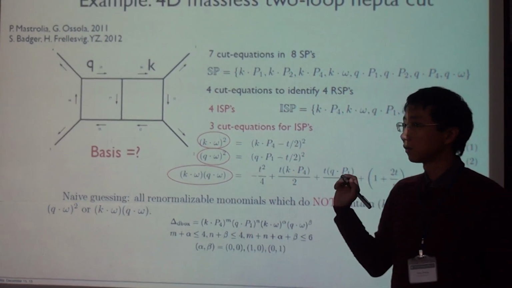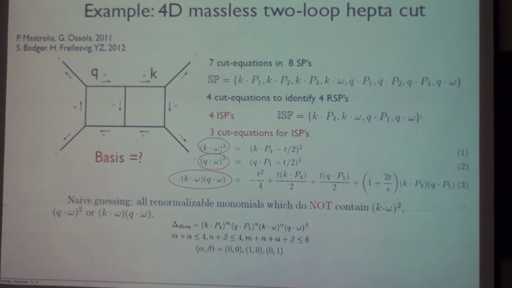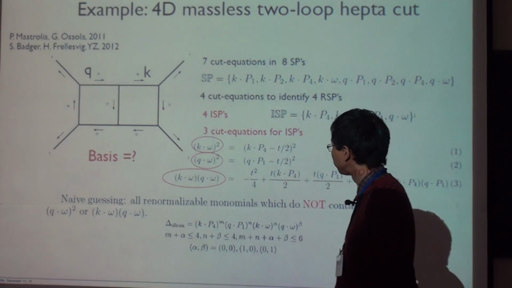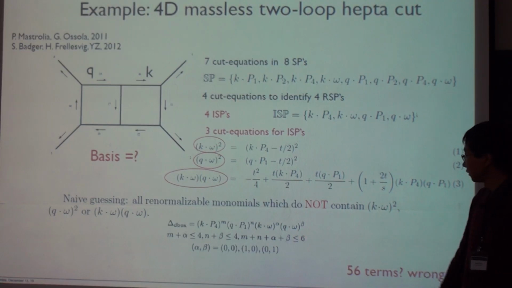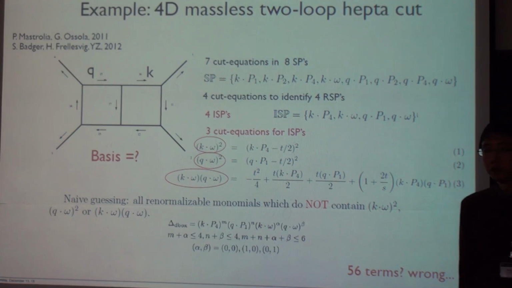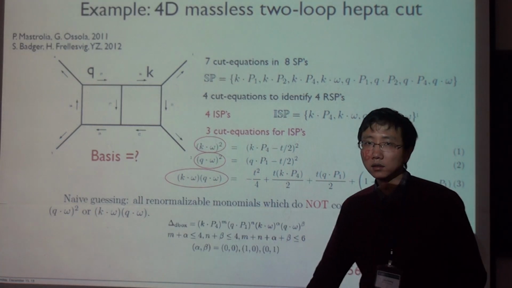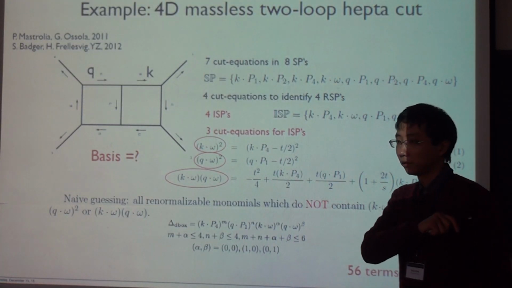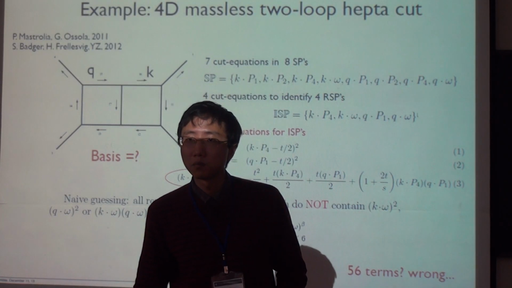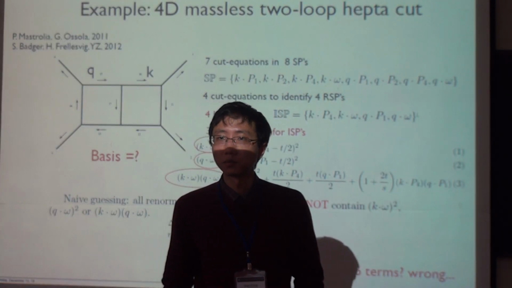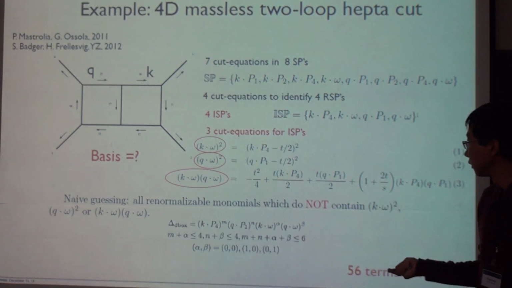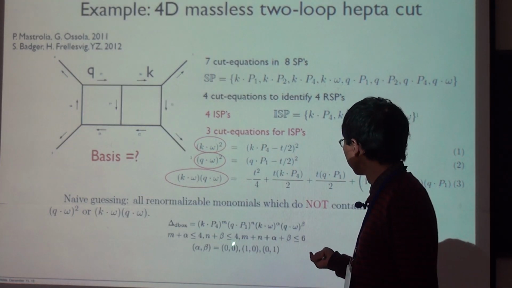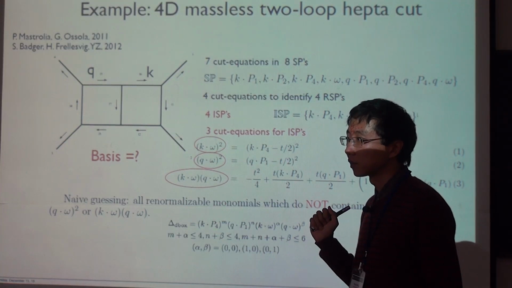However, if you do this, the result is wrong. The result is wrong in this kinematics. If you make an ansatz like this, you will find that it's a very big basis that contains 56 terms at the integrand level. Then if you try to use unitarity to fit all these 56 numbers, you find that you don't have enough equations. Okay, that's a big problem. So this counting is still quite redundant. Still there's something remaining. We didn't consider carefully some constraints in this two-loop case.